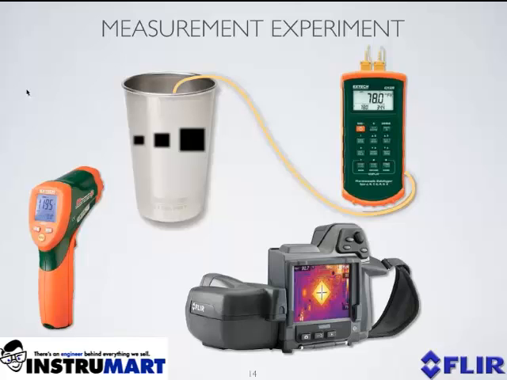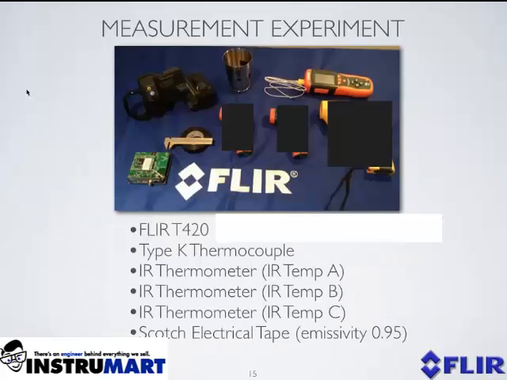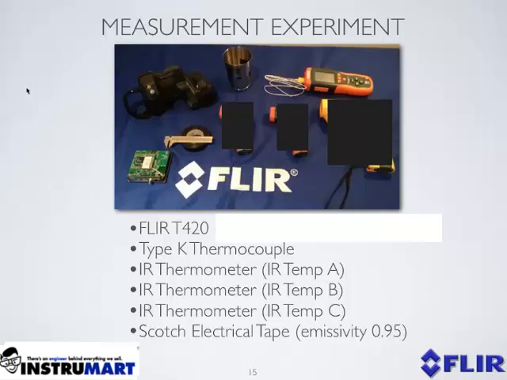So in the experiment, I'm using the following equipment. I'm using, again, the T420 FLIR infrared camera. I'm using an X-Tech Type K thermocouple. I'm using 3 different IR thermometers, and I'm not listing the manufacturers or model numbers to protect the innocent in this webinar. But I will list the individual specifications on the following slide. And as I mentioned previously, I am using Scotch electrical tape because it has a known emissivity of 0.95. It's a great emitter. And so my targets, again, are made up of that electrical tape.